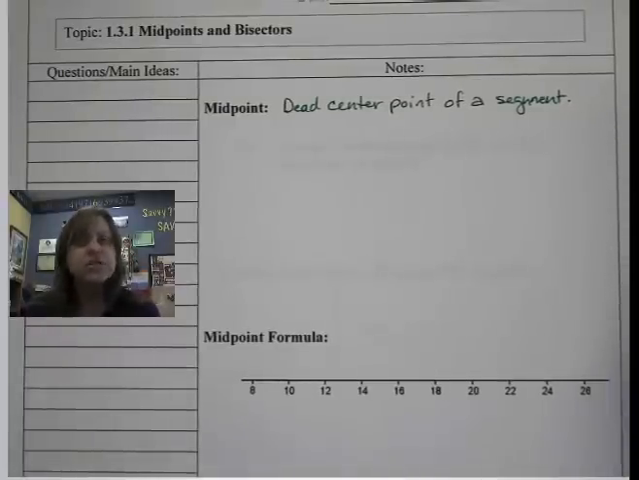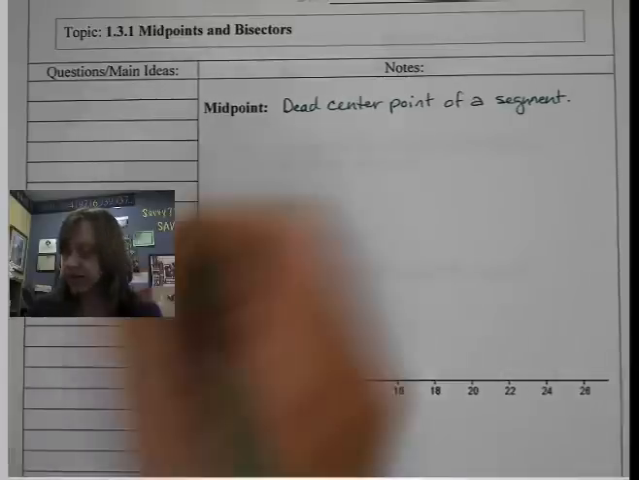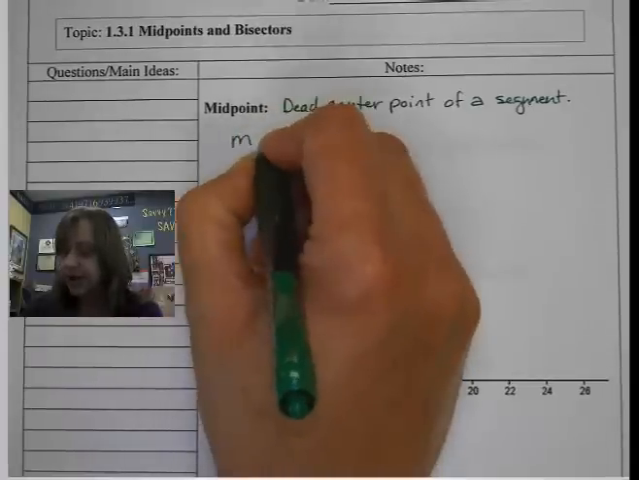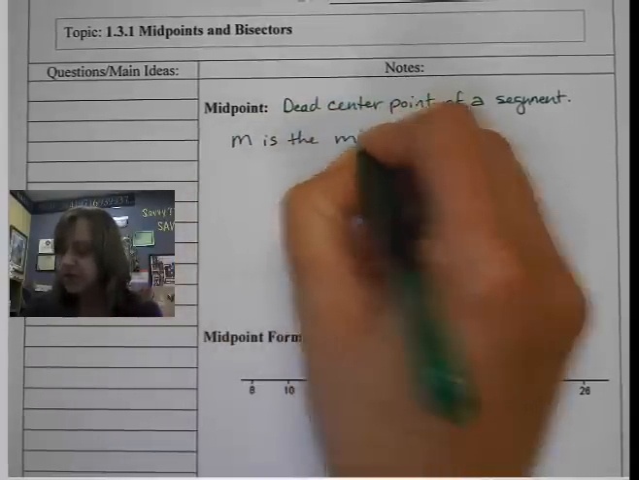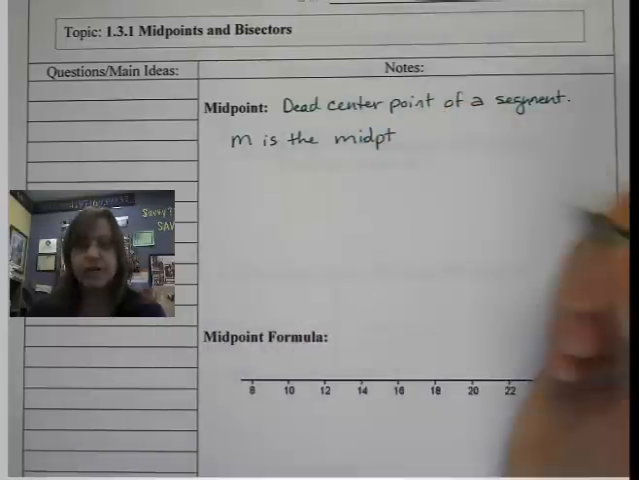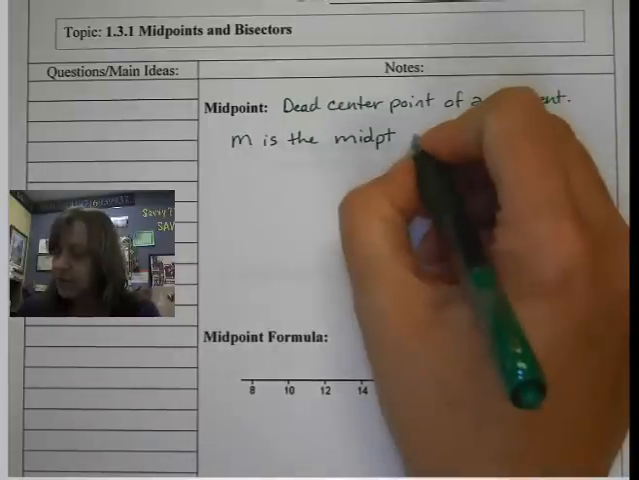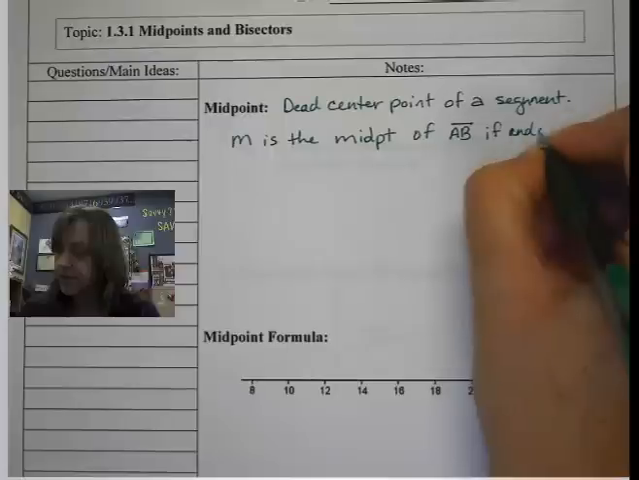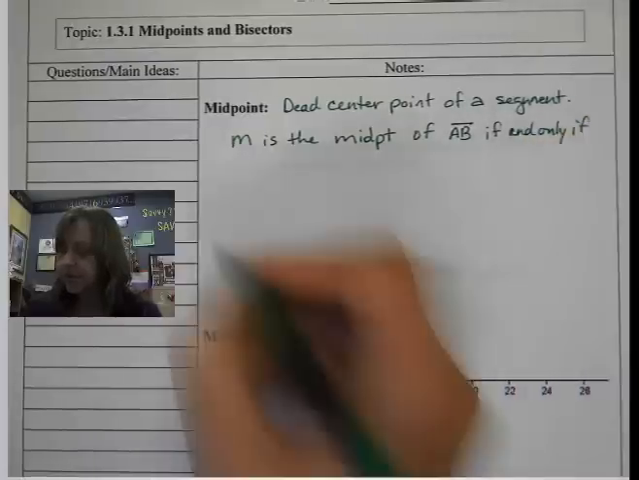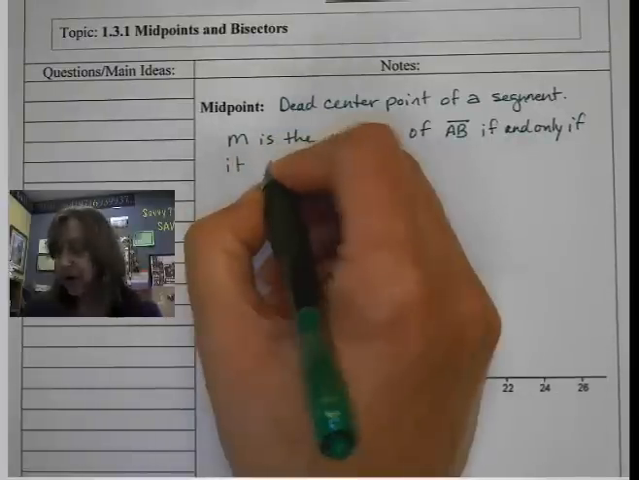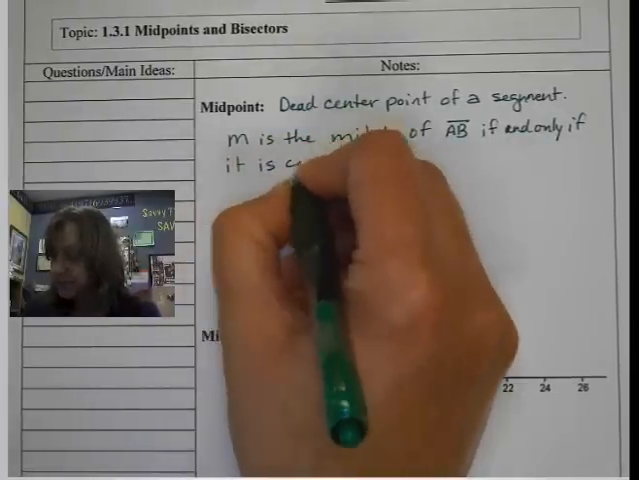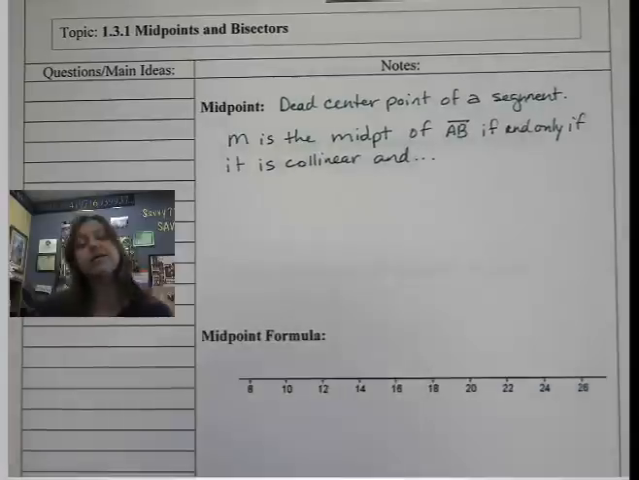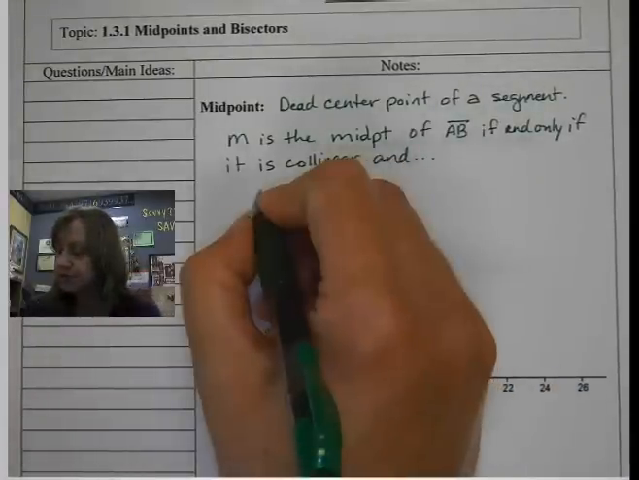So here, there's 4 different ways you can define a midpoint. Let's start out with the basic thing for all of them. Point M, we'll call it. Point M is the midpoint. And you'll see me use an abbreviation here. There's an abbreviation for midpoint. Point M is the midpoint of segment AB if and only if it is collinear, has to be on the segment, and I'm dotting that because you can use any of these 4 rules.